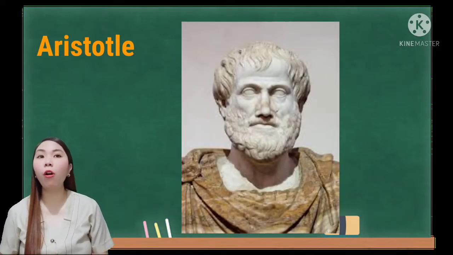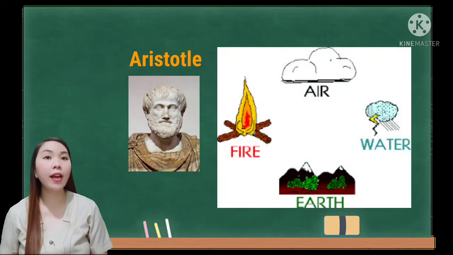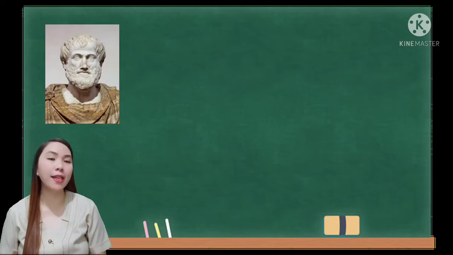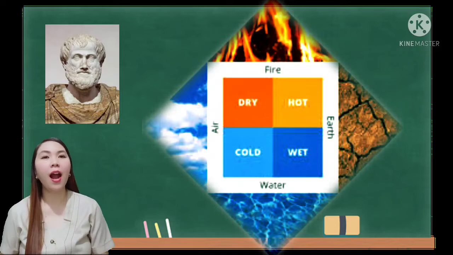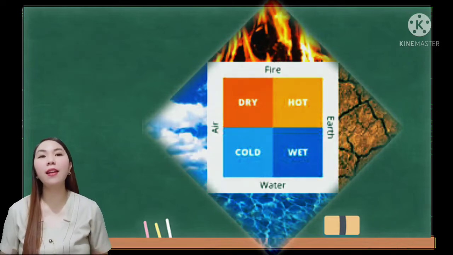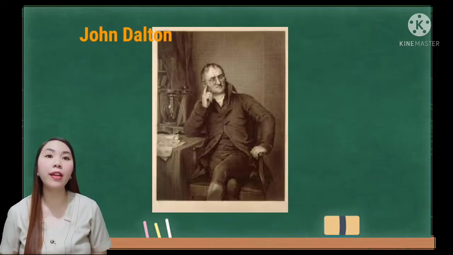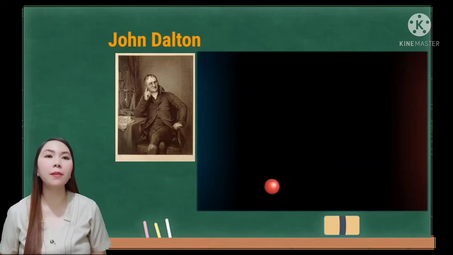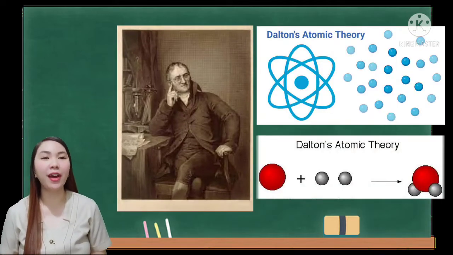Aristotle declared that all matter was made up of only 4 elements: fire, air, water, and earth. He also believed that matter had just 4 properties: hot, cold, dry, and wet. Around 1800s, an English chemist named John Dalton revived Democritus' early ideas about the atom. He performed a number of experiments that eventually led to the acceptance of the idea of atoms.